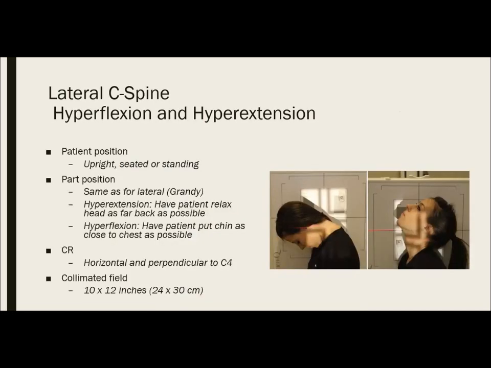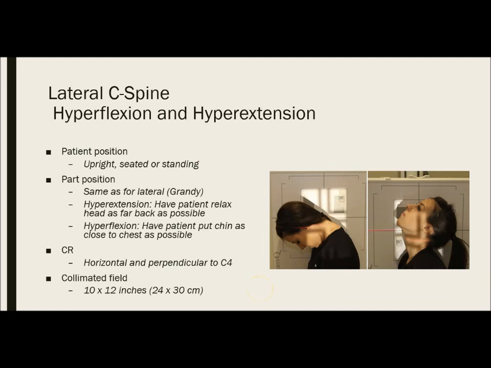So our patient position for these, you can do them upright, seated, or standing. They usually like them to be upright though, and the reason is to make sure that you're actually seeing the movement done properly and that everything's okay in there. Your part position for these is going to be the same as for a lateral Grandy. For the hyperextension, you're going to have the patient relax the head back as far as possible. So that would be in this picture here. And then for hyperflexion, have the patient put the chin as close to the chest as possible.